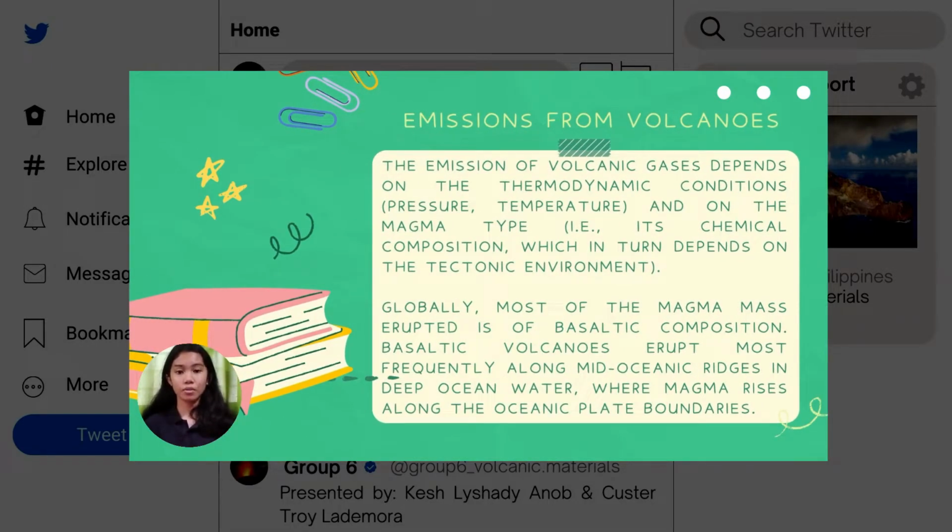Emissions from volcanoes. Global volcanism. The emission of volcanic gases depends on thermodynamic conditions, pressure, temperature, and on the magma type, its chemical composition, which in turn depends on the tectonic environment. Globally, most of the magma mass erupted is of basaltic composition. Basaltic volcanoes erupt most frequently along mid-oceanic ridges in deep ocean water, where magma rises along the oceanic plate boundaries.